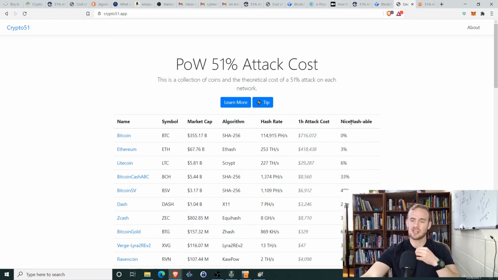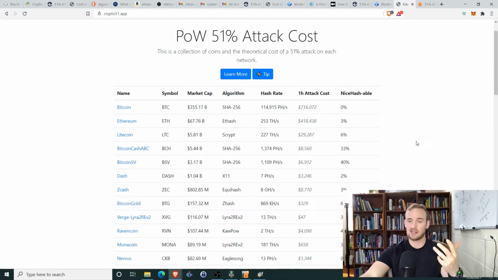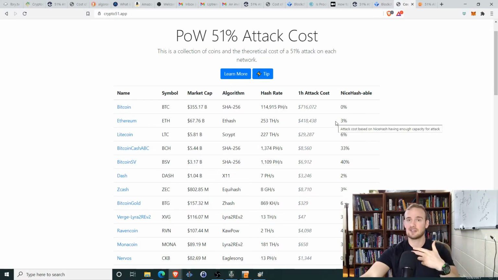And NiceHash is a website where you can rent hashing power. So people will lease out their hashing power. And what we can see here is that NiceHash, even if you rented out all of the available hashing power, would be able to provide 0% of the power necessary to 51% attack the Bitcoin network. They would only be able to provide 3% necessary to 51% attack the Ethereum network.